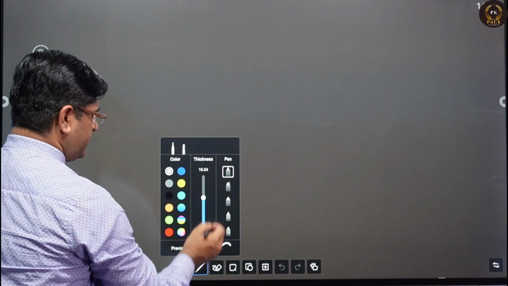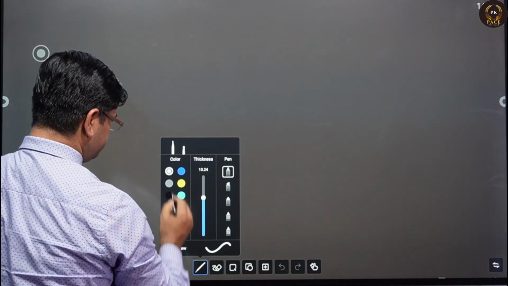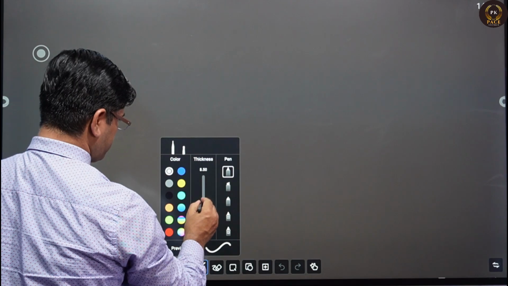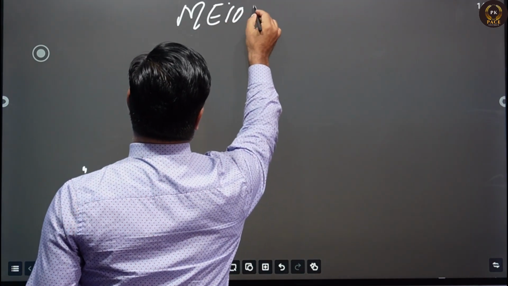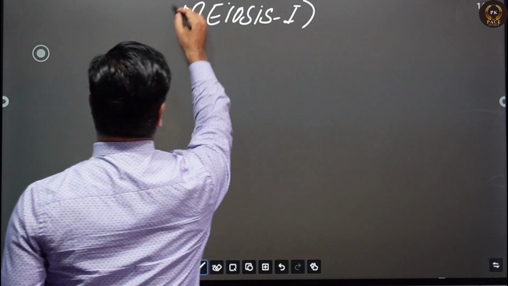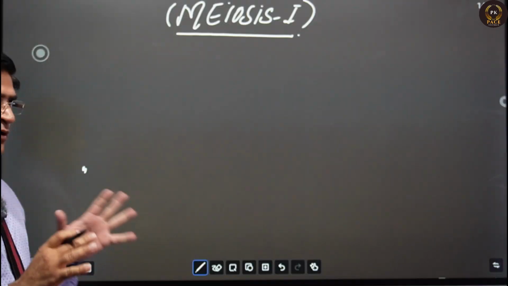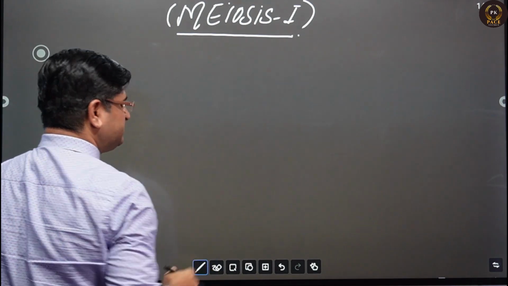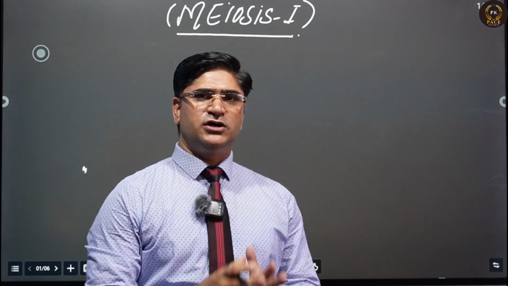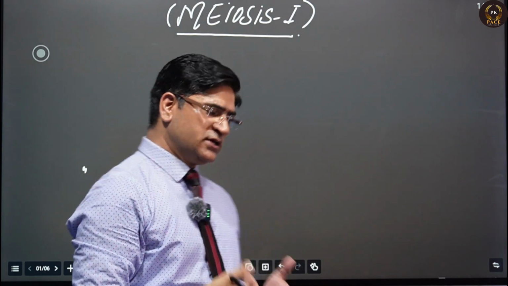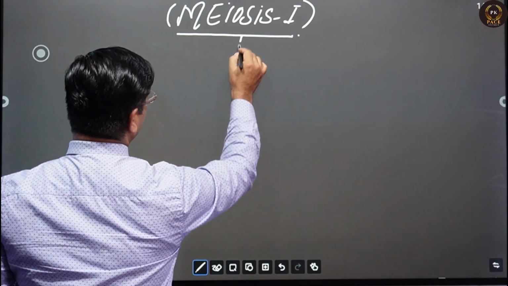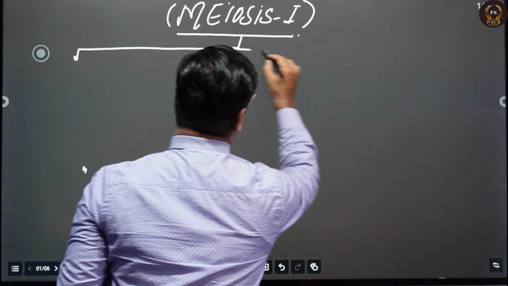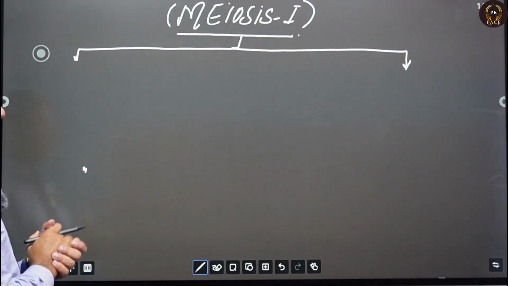See, now let me take you through the different stages of meiosis 1. Meiosis 1. Okay. So the whole meiosis gets completed in different phases, different stages. In the similar manner, the meiosis 1 is the largest phase of the meiosis, and it gets completed into different phases.